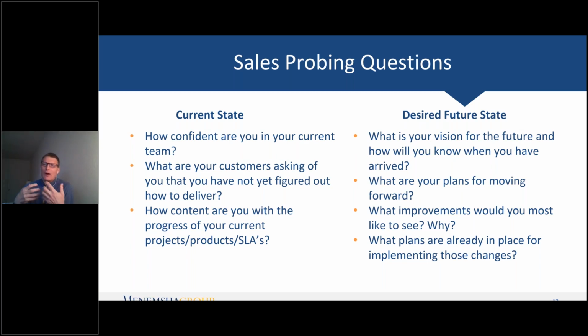Particularly if we look at the questions around the desired future state, they help us gain insight as to what the customer wants to achieve, and why it's important for them to achieve those things. It gives us insight to understand what their plans are for moving forward, what, if any, initiatives might be underway. And so, again, it also enables us to more effectively position our offering as a solution to helping them go from their current state to their desired future state. So this is much more about intelligently positioning our offering.